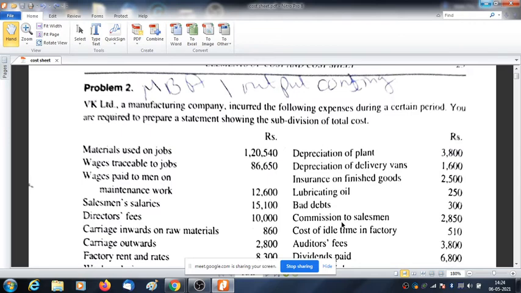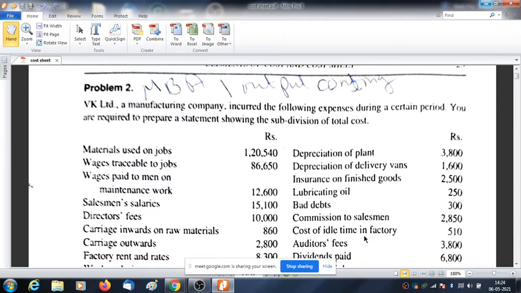Next comes cost of idle time in factory. Idle time means the normal idle time. If it is normal idle time under factory, it will come under the factory overhead. And there are two ways. You can treat it as two ways: either you can ignore this expense or you can take it under factory overhead if idle time is related to the factory.